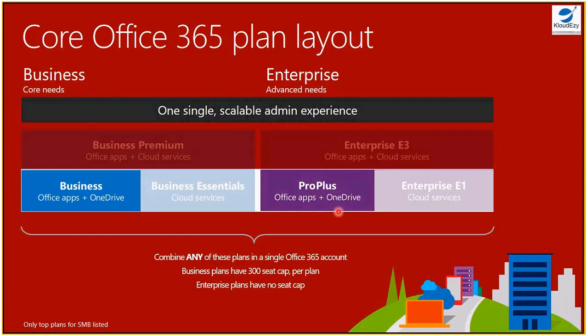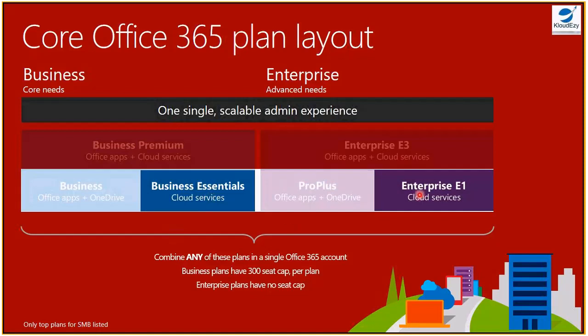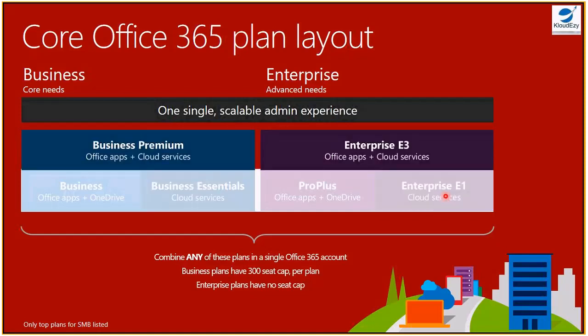The second difference is that Office 365 Business Open has a 300 seat cap, as I told you. In case of Pro Plus, there is no seat capping, so you can take n number of licenses and assign them into a single tenant. Feature-wise, Business and Office Pro Plus are the same. Business Essential and Enterprise E1 are the same. You only get unlimited licenses in Enterprise E1, whereas there is a 300 user cap in Business Essential. And feature-wise, Business Premium and Enterprise E3 are the same.